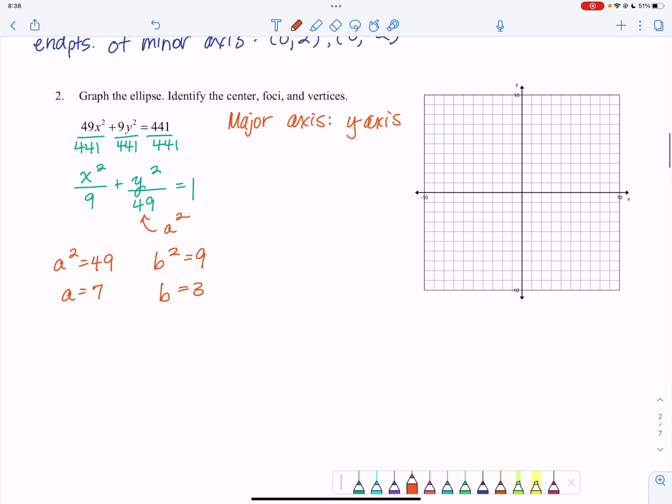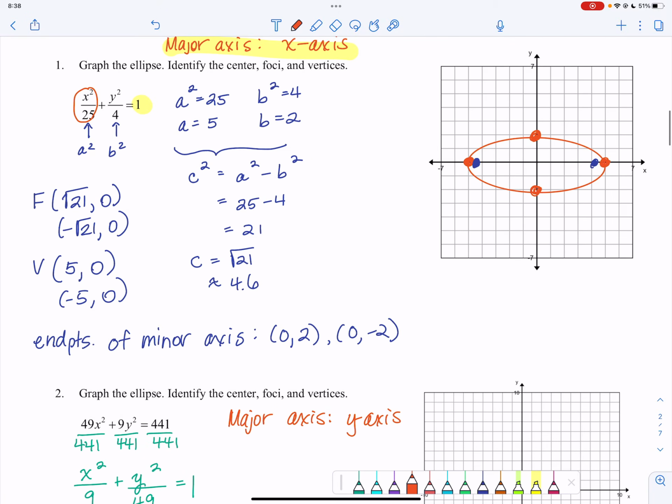So, of course, we have our, did I write the center? I really wanted to make sure you all know that the center is 0, and I should have written that.